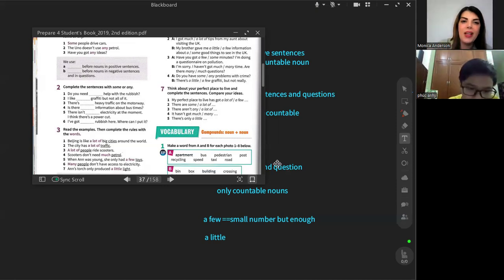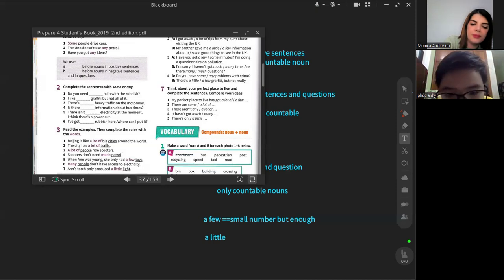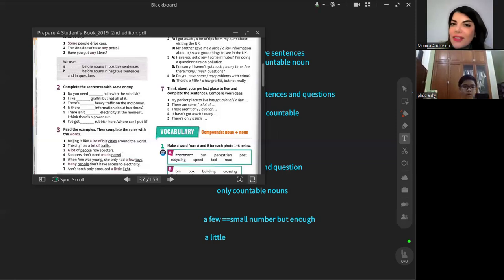So you should complete it. My perfect place to live has a lot of... a lot of what? A lot of trees. Yeah, of course, a lot of trees. And the next one, there's some or a lot of.